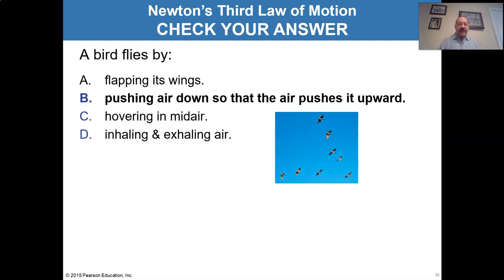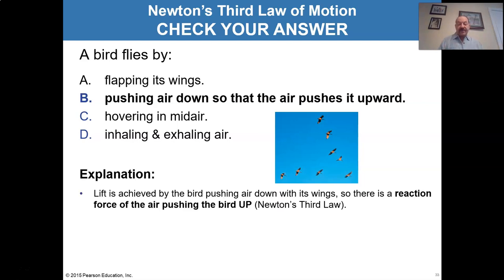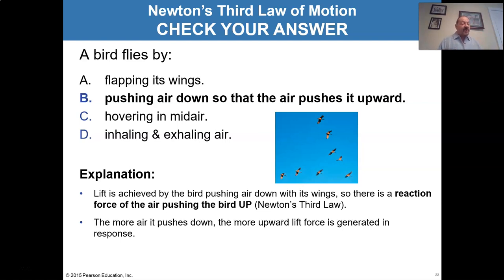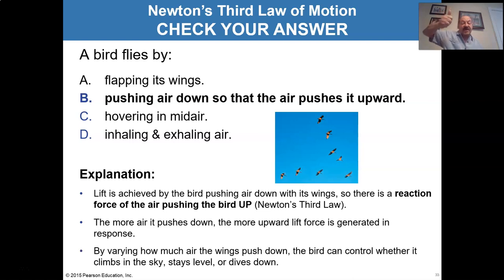So I think you know it's pushing air down so that the air pushes it up. This is Newton's third law. If you push air down, the air will push you up. And this happens with birds, it happens with planes, it happens with helicopters. So the lift is achieved by the bird pushing enough air down. The reaction force is the air pushing the bird back up. The more air it pushes down, the more upward lift it generates, and the more it accelerates up.